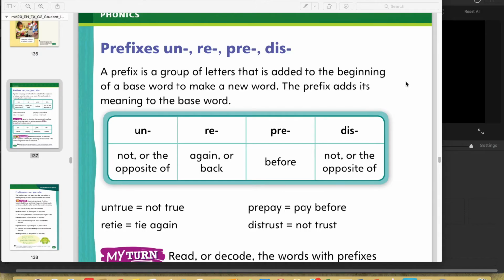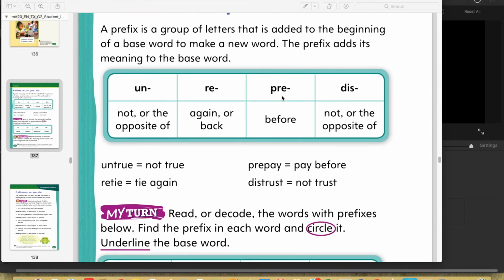Okay, prefixes. A prefix is a group of letters that is added to the beginning of a base word to make a new word. So that's how it's different from a suffix, because a suffix comes at the end, but a prefix comes at the beginning. The prefix adds its meaning to the base word.